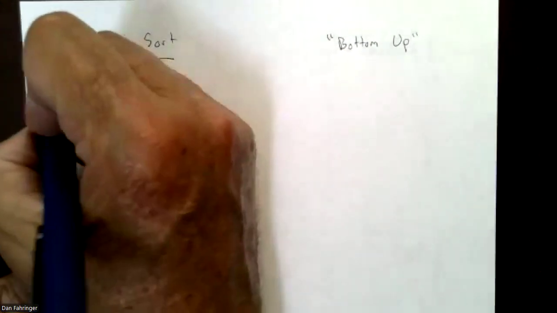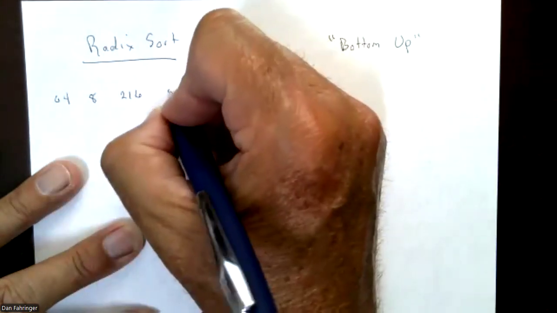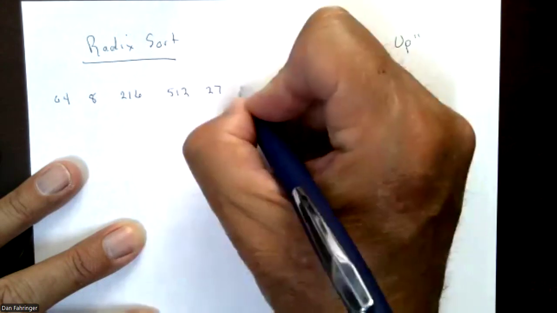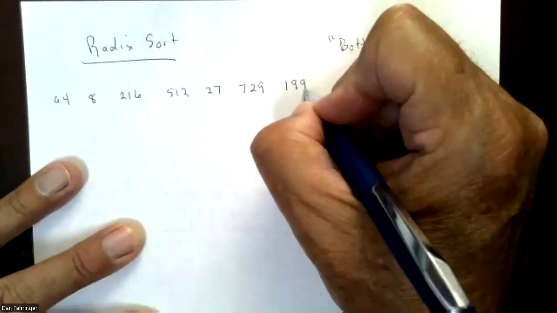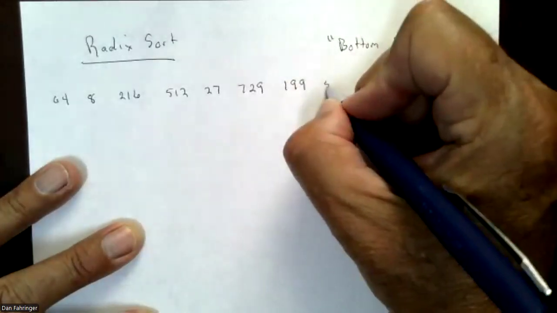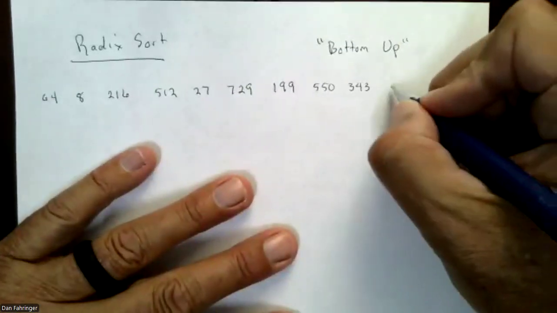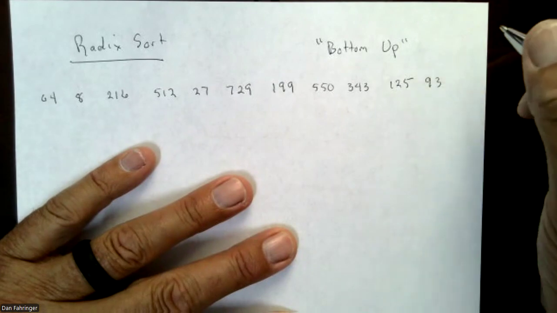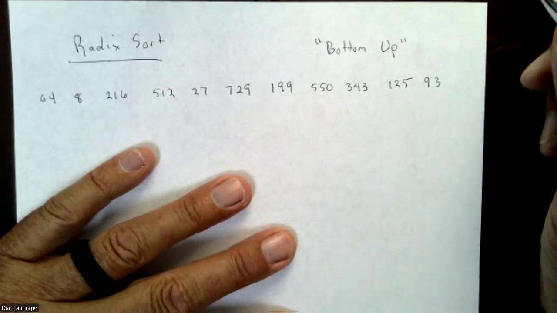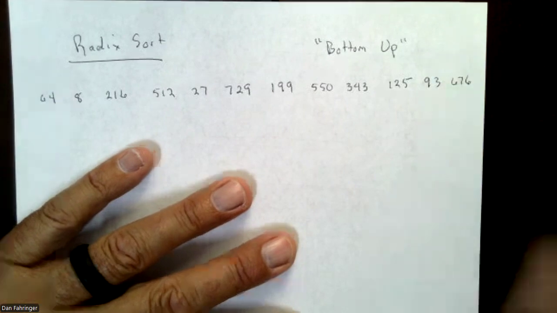I'm going to take a list of numbers 64, 8, 216, 512, 27, 729, 199, 550, 343, 125, 93, and how about another one yet? 676.